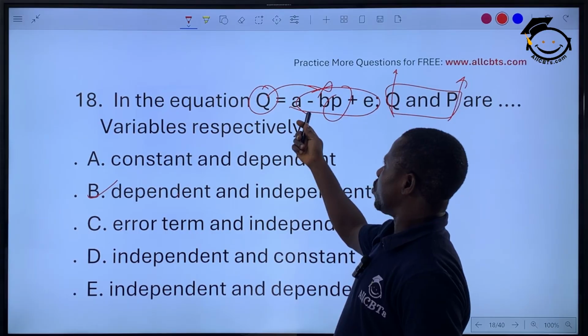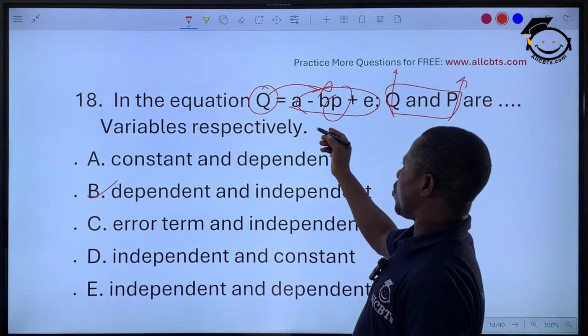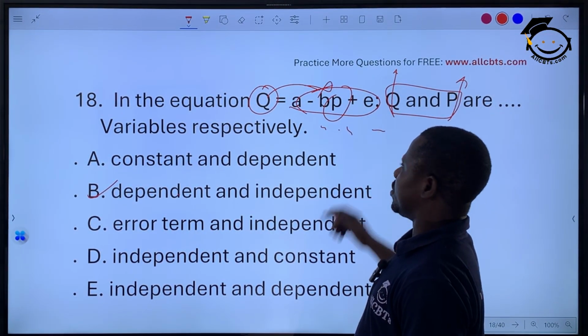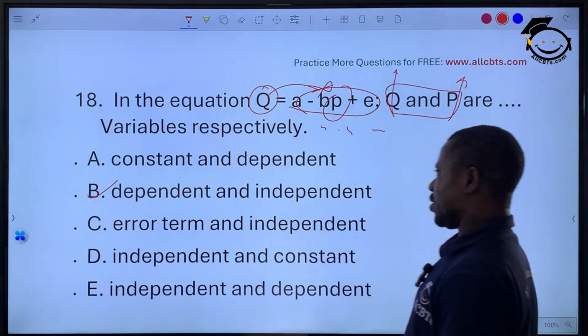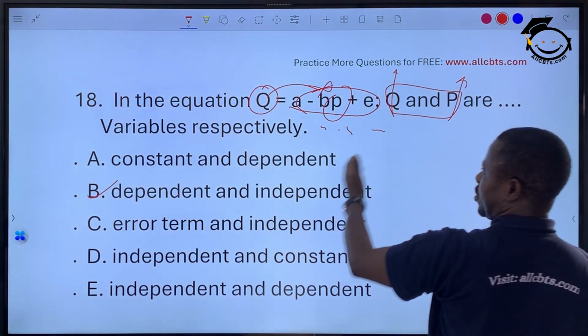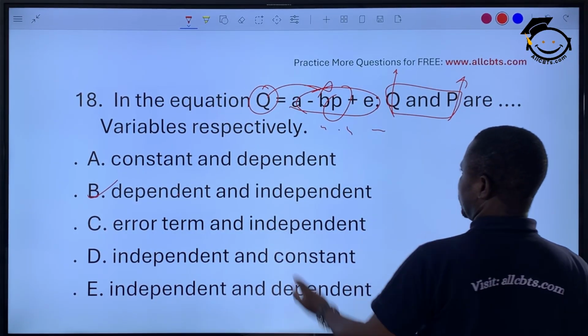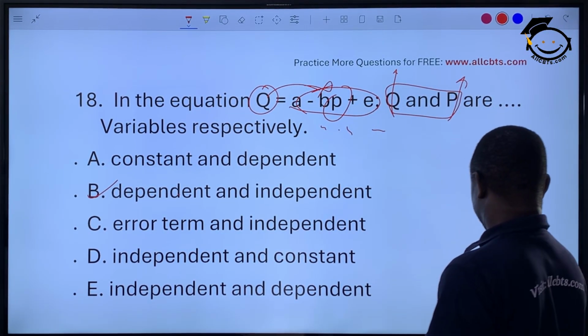When you are solving a question like this, you'll be given values. They will tell you A is this, B is this, and P is that. And then you find your answer. Okay? So while Q is dependent, price is independent. Option B, correct answer.